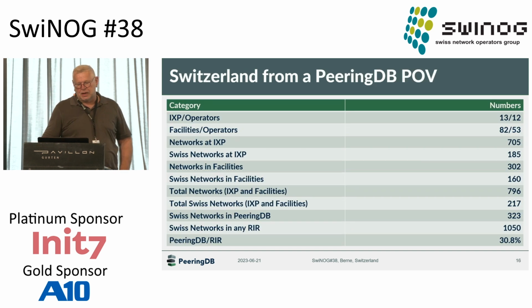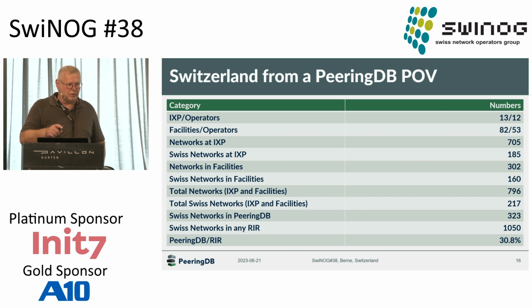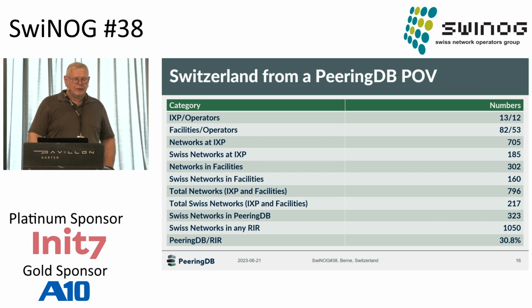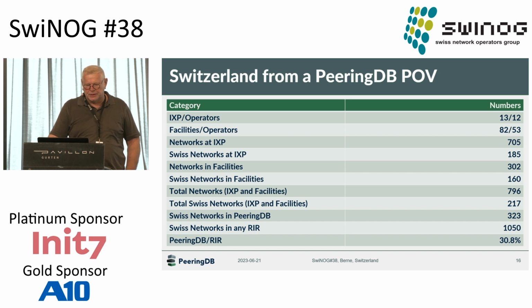Then I have a nice slide with Switzerland from a PeeringDB point of view. I do not go into details. A lot of that Vesna already mentioned: this is the number of IXPs, number of operators, facilities, and then the networks at Internet Exchange Points.